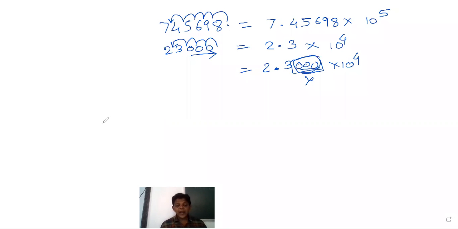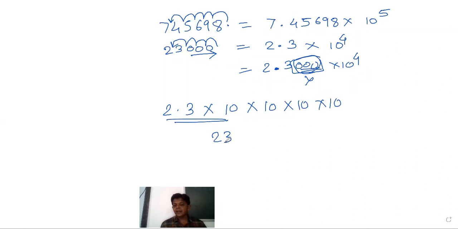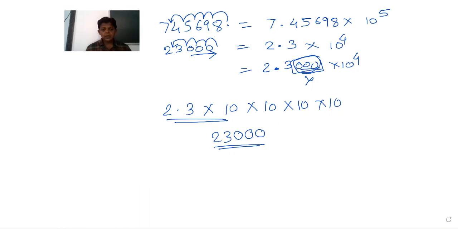Now, when I speak, see, this was actually 2.3 into 10 into 10 into 10 into 10, 10 multiplied 4 times. So see, 2.3 into 10 gives you 23. 23 into 10 is 230, into 10 is 2300, into 10 is 23,000. So it is multiplied by 10 4 times. Yes or no, children? Yes, sir.